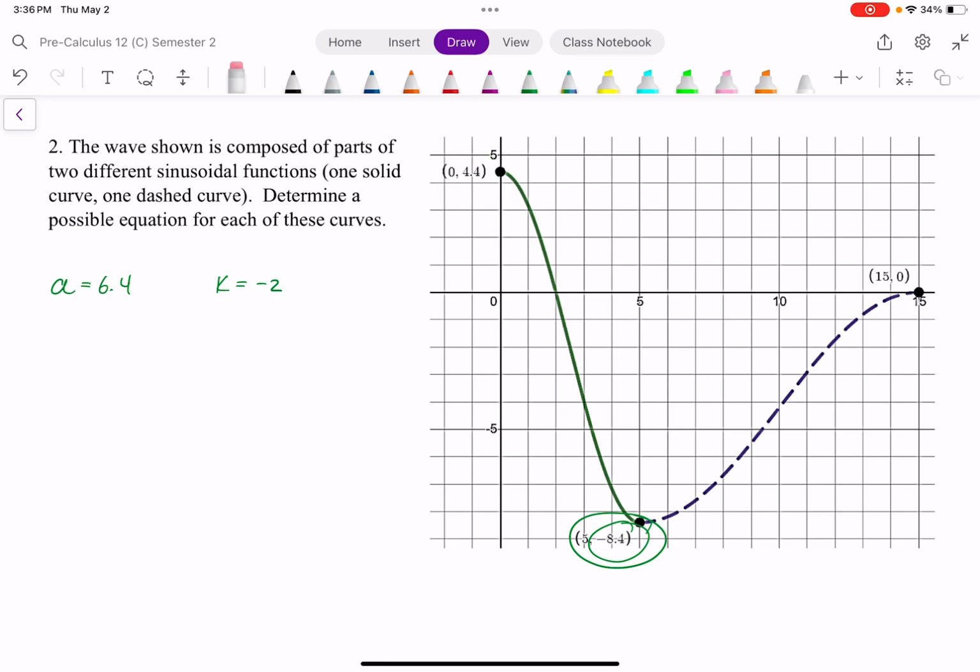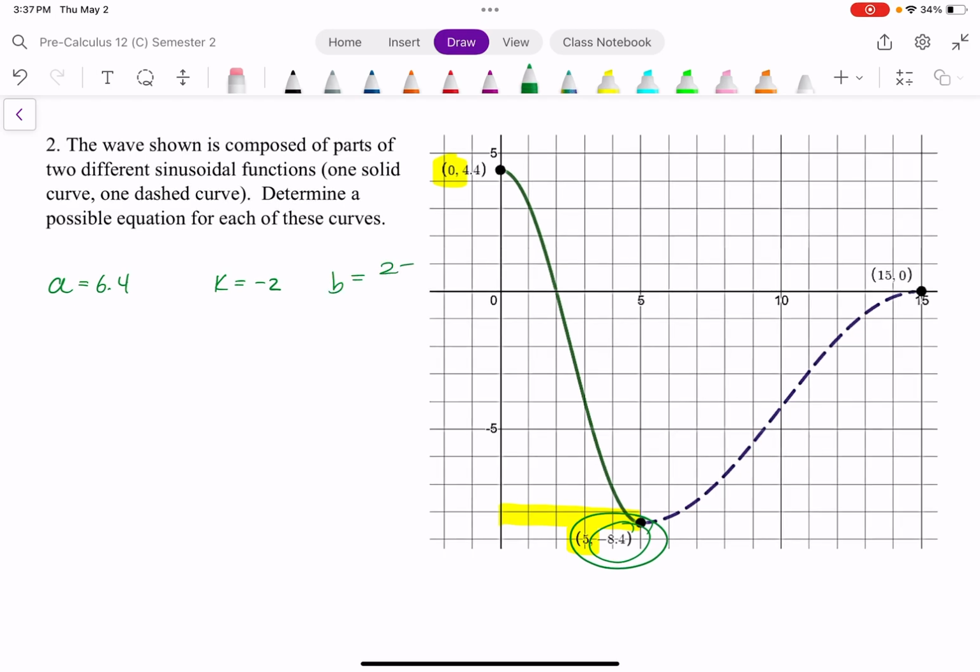I need to find the period, which if I look from here to here, that is half my cycle, which means from 0 to 5, that's half my period, which means the period is 10, which means my B parameter is going to be the same as 2 pi divided by 10, or just pi over 10. And what's left now is to determine what kind of function I want to use.